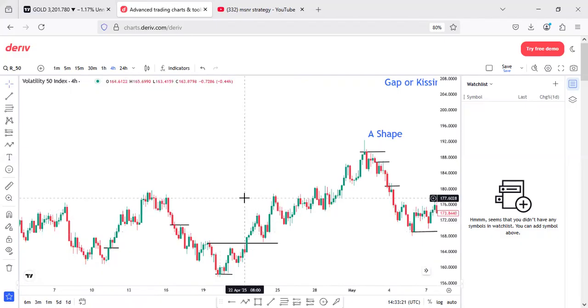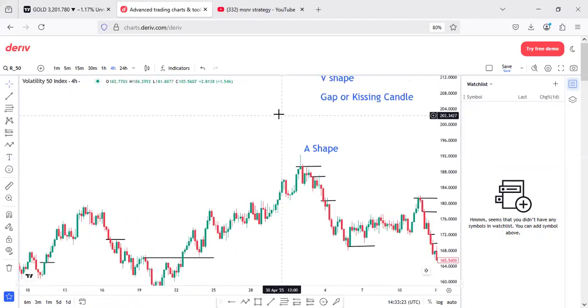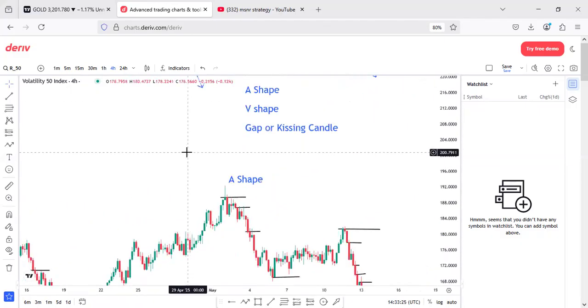So guys, I believe you have learned something concerning the MSNR. If you haven't heard about it before, I believe you have understood something from it.